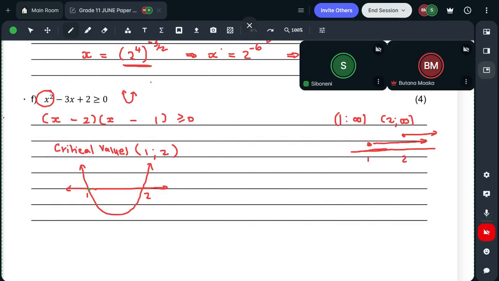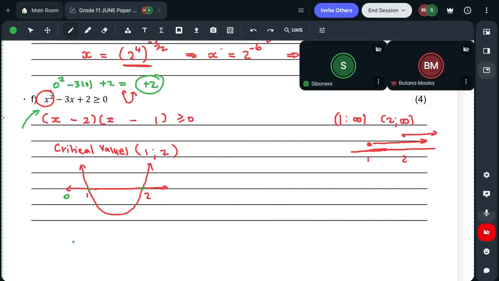Remember, I said choose any number between, but in this case, 1 and 2, I need to choose 1.5. I don't like to work with decimals or fractions, so I'll go with this side. I'll choose 0. You take 0, you substitute this into the original equation. So this will be 0 squared minus 3 into 0 plus 2. This gives us positive 2.